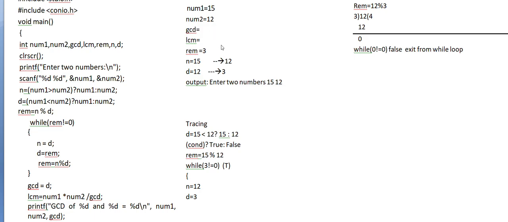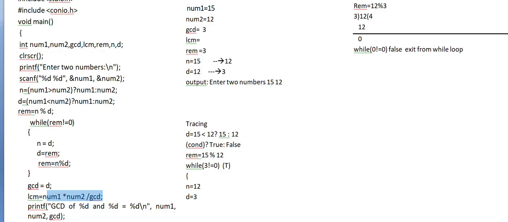So now the GCD value is equals to 3. So now we have to calculate the value of LCM. So the LCM value we have to calculate. To calculate LCM, what we have taken is num1 into num2 divided by GCD.